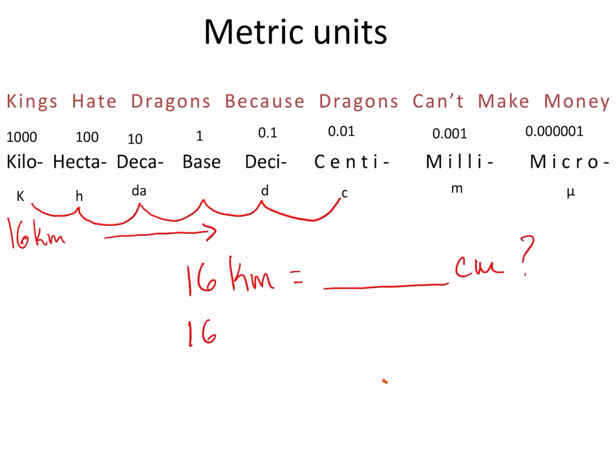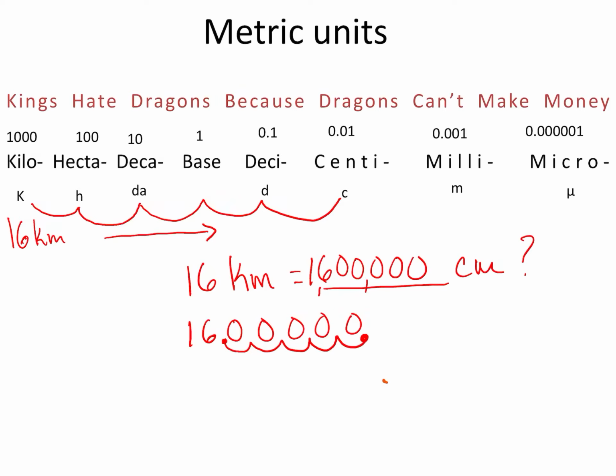So simply, where is our decimal point in the number 16? It's right here, it's a whole number. So we're just going to move 1, 2, 3, 4, 5, put our new decimal point in, and fill in all those spots with zeros, and you have your answer. So 16 kilometers is 16 with 1, 2, 3, 4, 5 zeros, 1,600,000 centimeters. So it's a lot easier to say 16 kilometers than 1,600,000 centimeters. But that's how you do that.